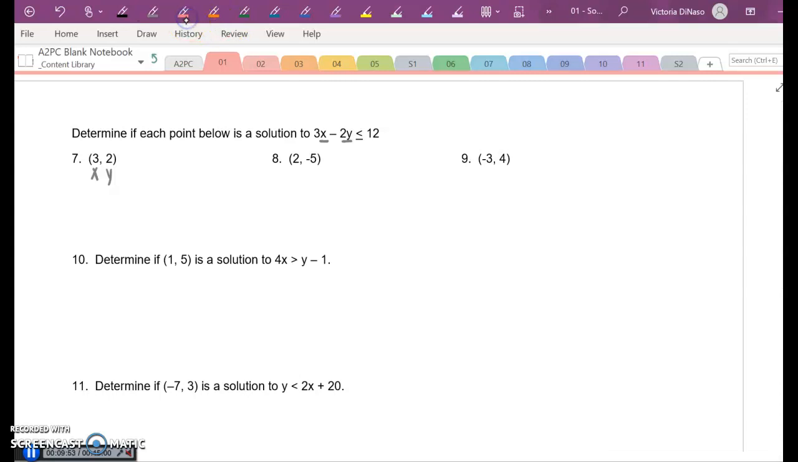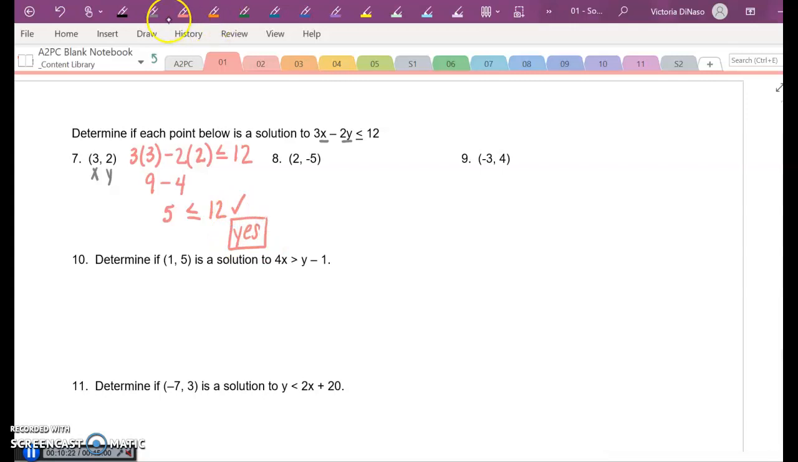First, you're going to take 3 and input it into x, and then we have minus 2. We're going to take 2 and input it into y, and then we're going to check, is it less than or equal to 12? So we have 9 minus 4, which is 5. So we're checking to see, is 5 less than or equal to 12? And this is a yes. So therefore my answer is yes.